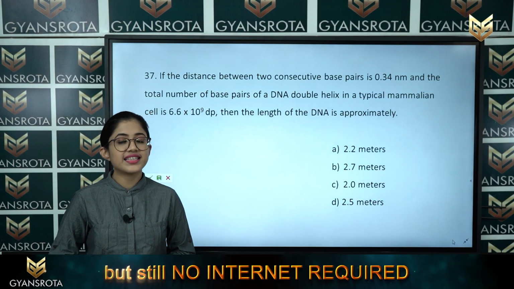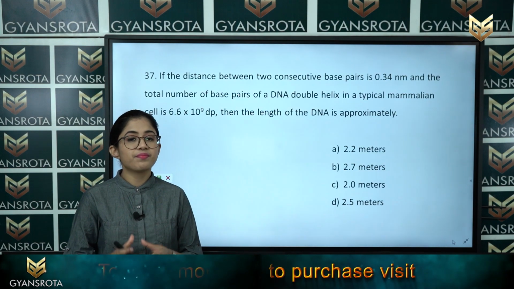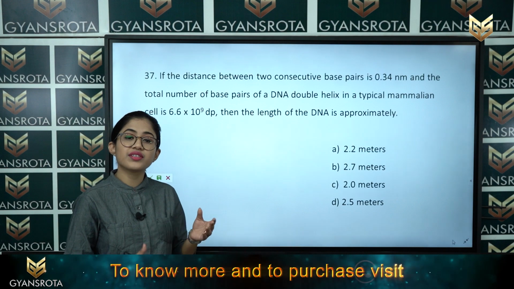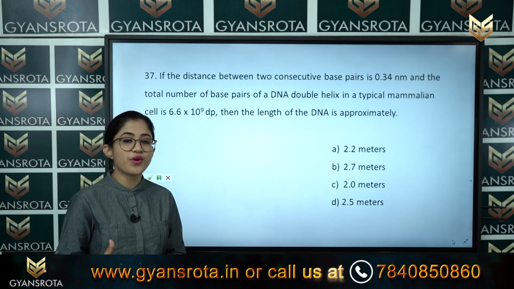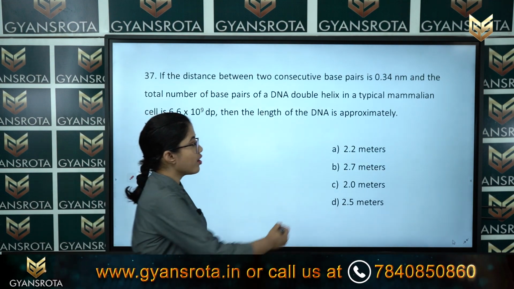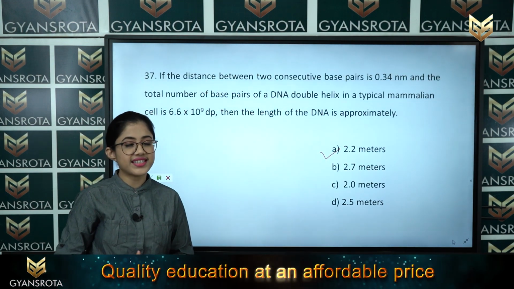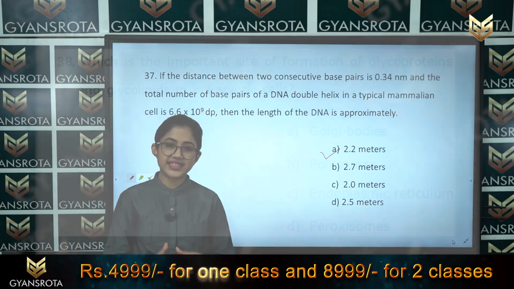So, student, this is a direct question from your NCERT textbook of the chapter Molecular Basis of Inheritance. So, what is the length of the DNA? The length of the DNA is approximately 2.2 meters, which is given in option A. So, option A, 2.2 meters, is the correct answer. Now, let us see the next question, that is question number 38.